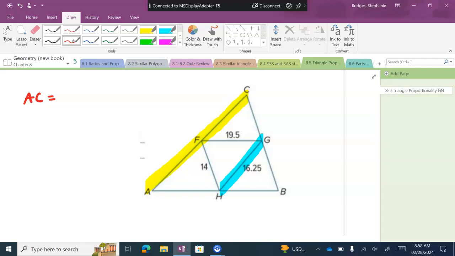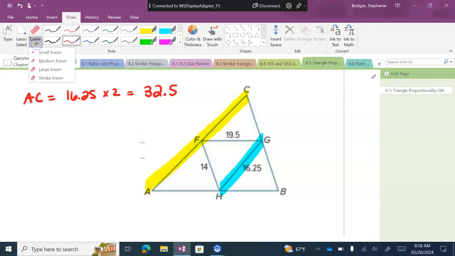Times it by 2, right? Like here I gave you 10 and you told me its side was 20. We multiplied it by 2. So with your calculators, do 16.25 times 2. What is that, 32.5? So AC is going to be 32.5. Is everybody okay with that?